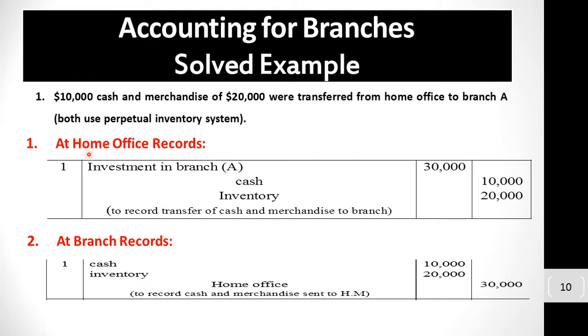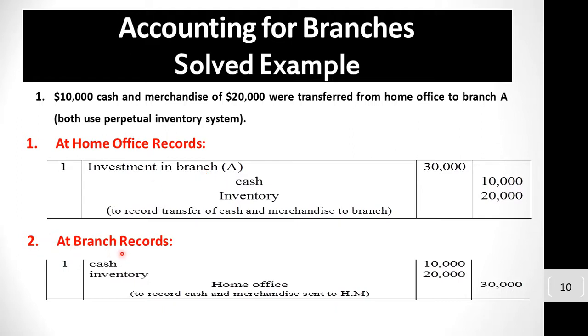At the home office, we're gonna use the account called investment in branch A. It will be debited by 10 and 20. Why? Because branch A received and gained these values. So investment in branch A will be debited by 30, and cash will be credited by 10. Inventory will be credited by 20 because these assets were sent from the home office to the branch. This is within the home office journal.